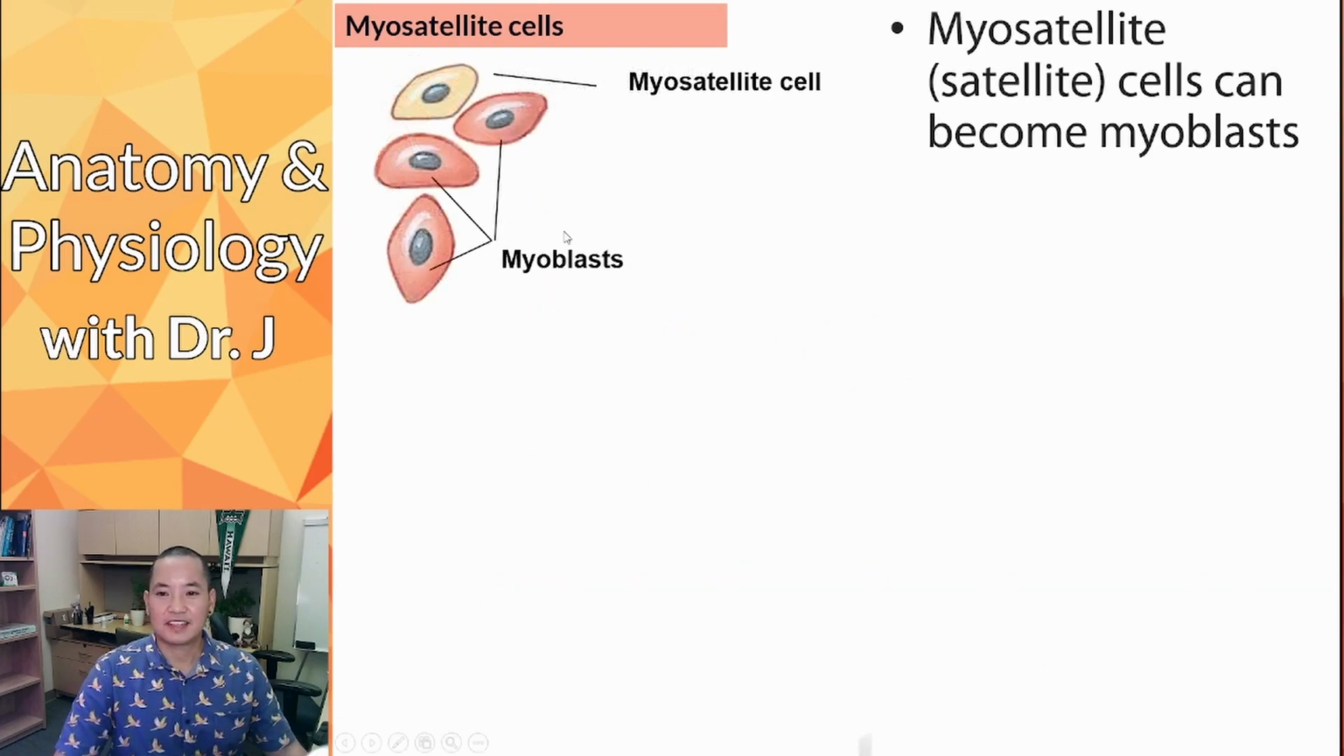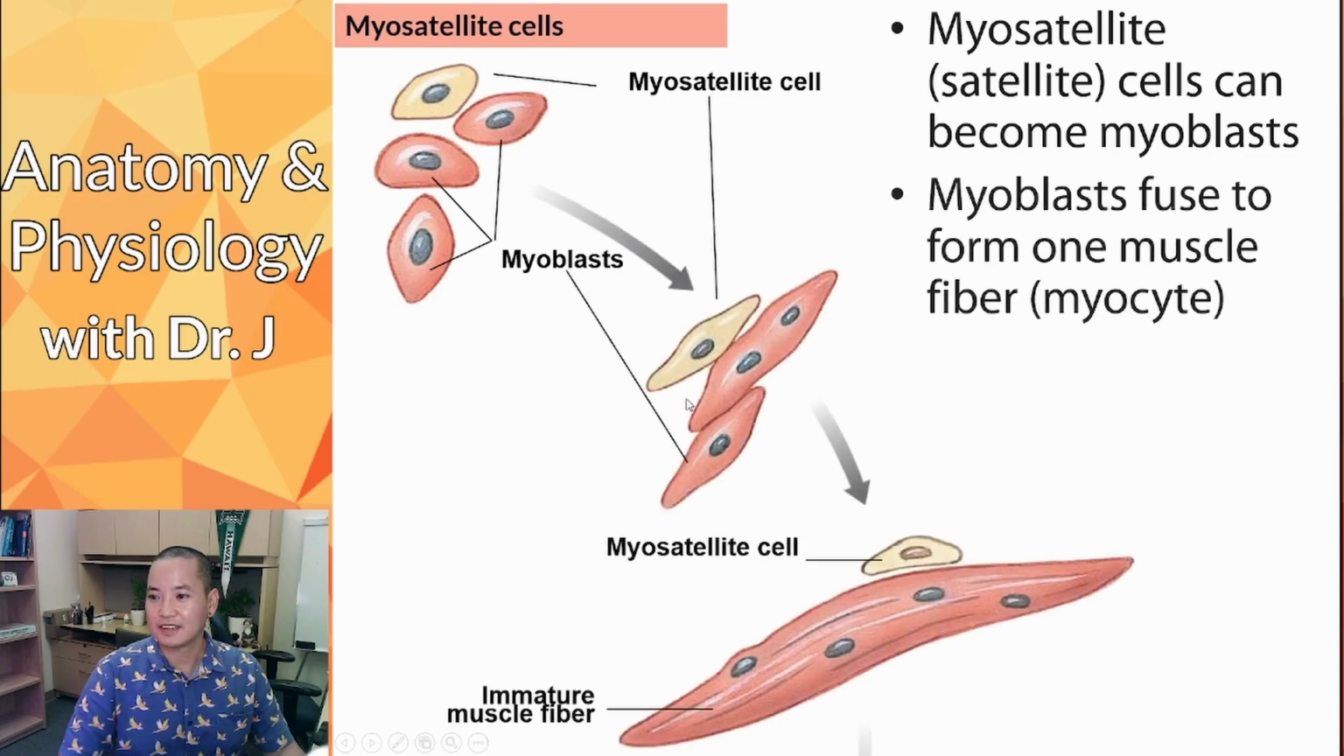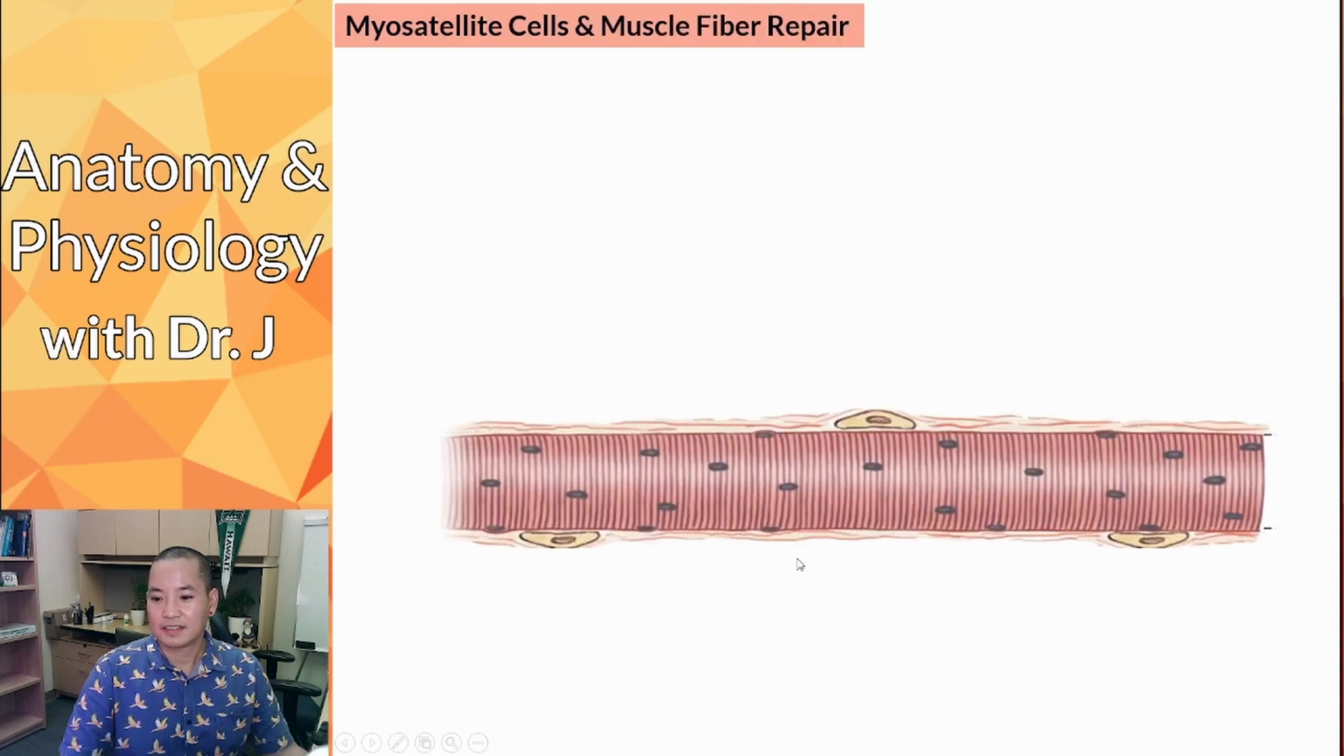These myosatellite cells are sometimes just called satellite cells, and actually there are multiple uses of the term satellite cells in different tissues, but I'm going to specify it by saying myosatellite cells to say that we're talking about the satellite cells specifically in muscle tissue. And these myosatellite cells can help repair and create more myoblasts that can fuse to make a new muscle fiber.